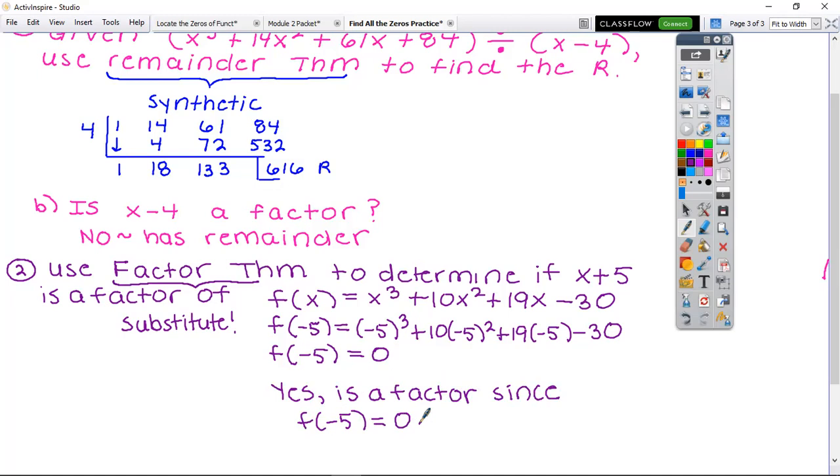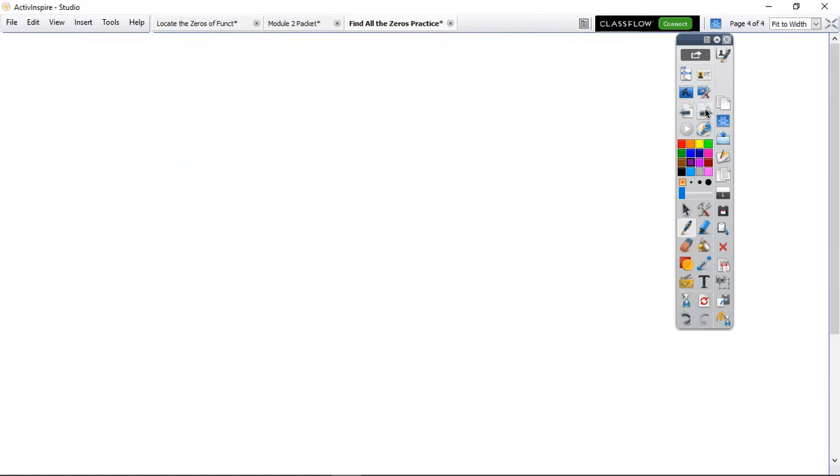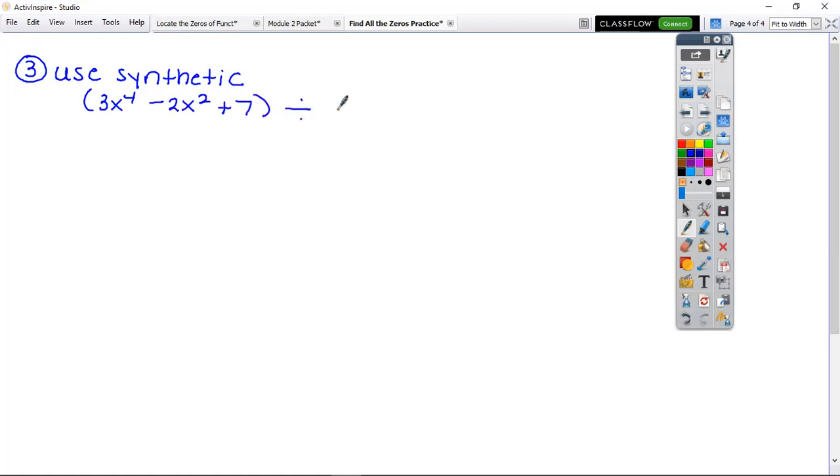Do you need a synthetic division problem, or do we have that under control? Do you want a synthetic division problem? Yes, okay. I saw some head nods. That's fine. I am happy to do it if you want it. So it's going to just say use synthetic. Keep it simple. And I want us to do 3x to the 4th minus 2x squared plus 7 divided by x plus 2.